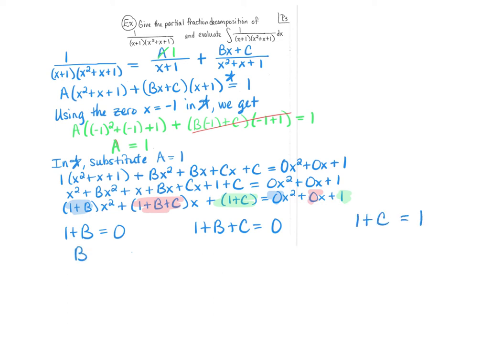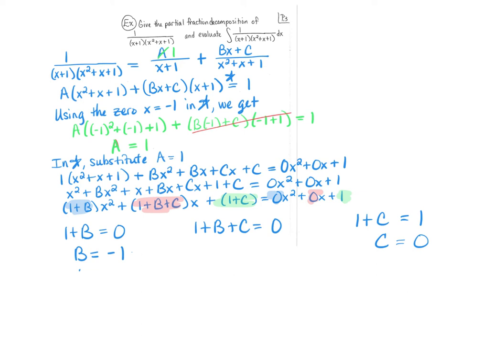So this means b is equal to negative 1. Over here, we have 1 plus c equals 0. Subtract 1 from both sides. That tells us c is equal to 0. So we're done. We found b and we found c.